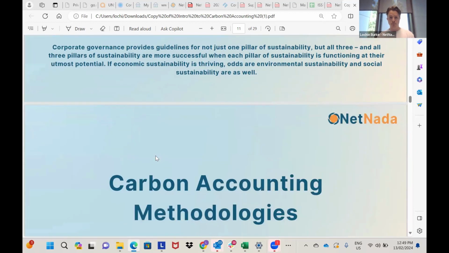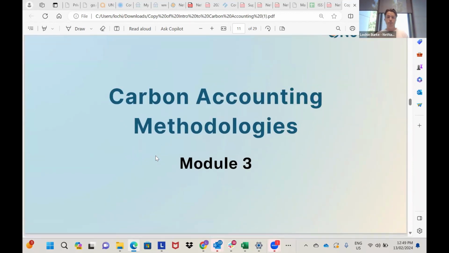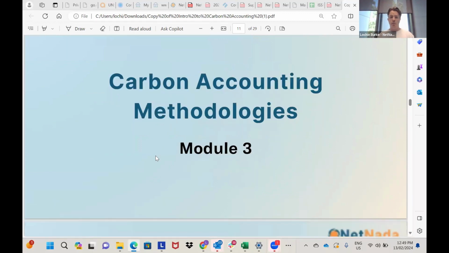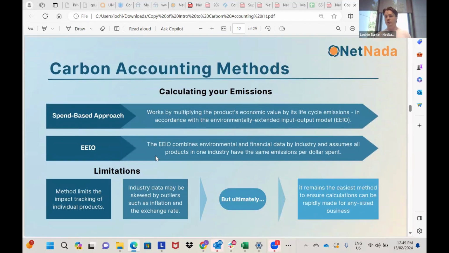organizing the chat. Fantastic. So when we're talking about our carbon accounting methodologies, it's very, very important to first things first, understand where the data is coming from. And this is one of the most, if not the most important things for a business, especially when they're starting out and gathering their information together.